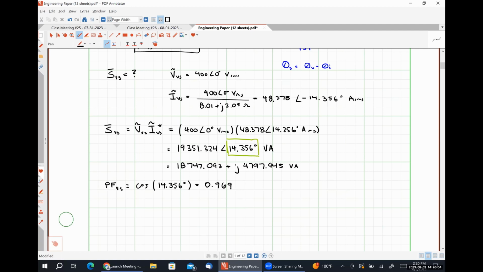It is lagging. And I say that because I get 400 angle 0 degrees, and because 0.969 is greater than 0, it's lagging. So we can tell that it is lagging.